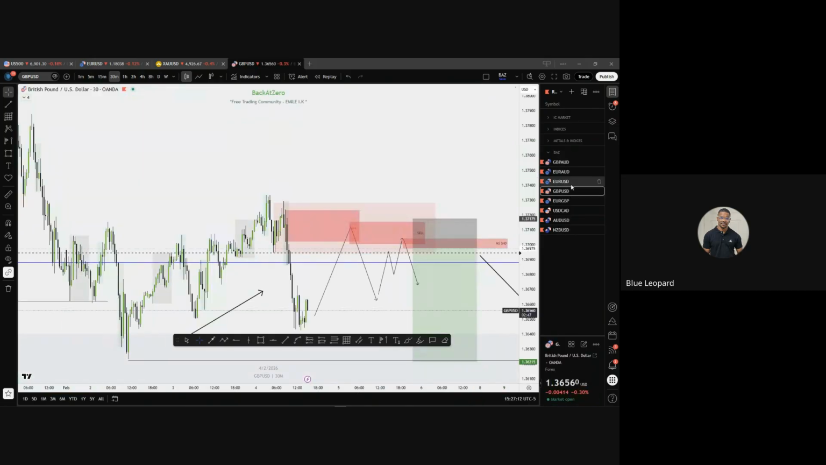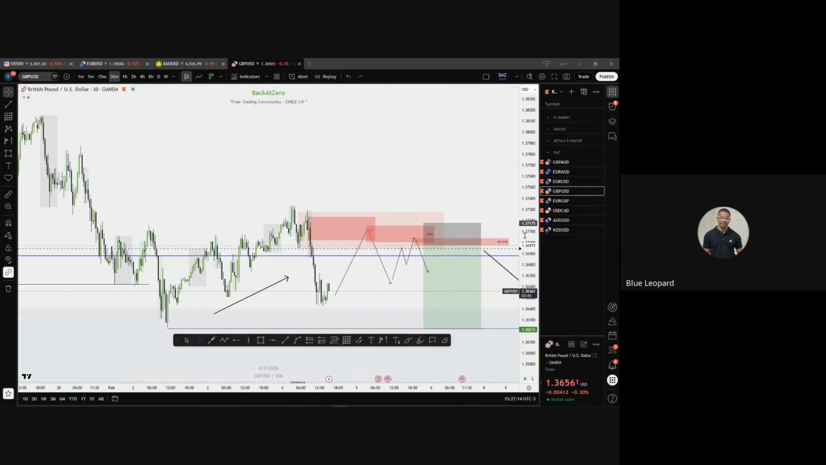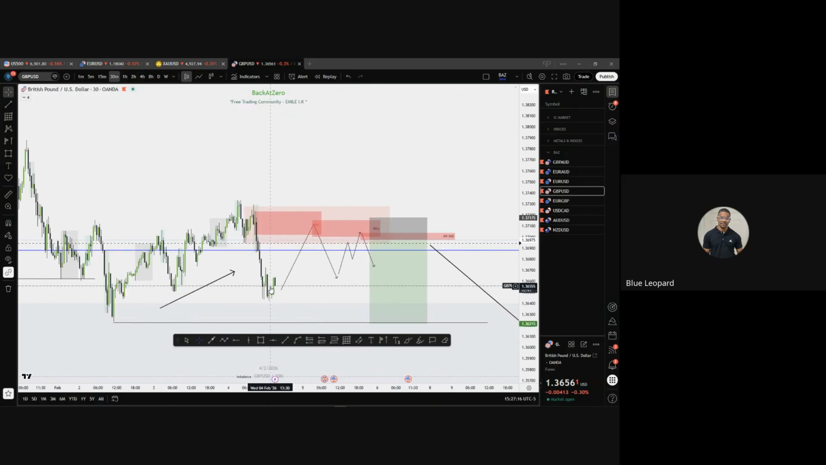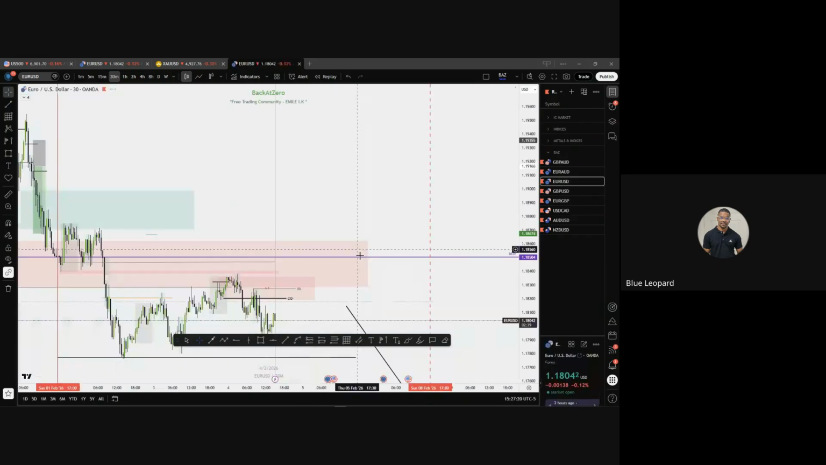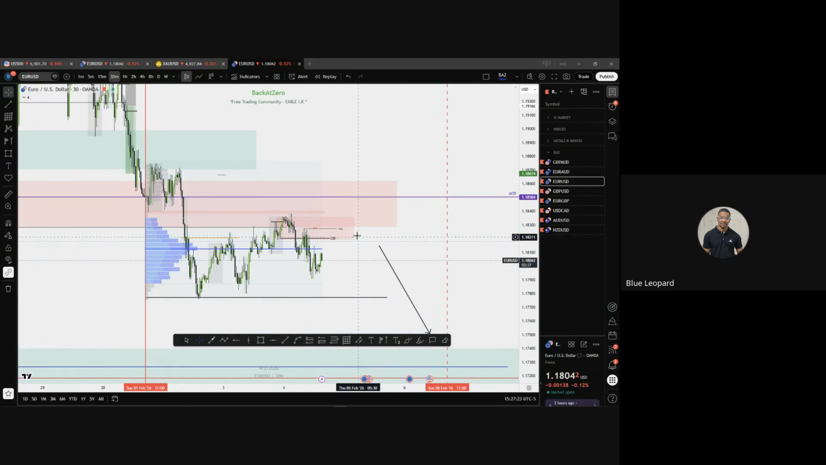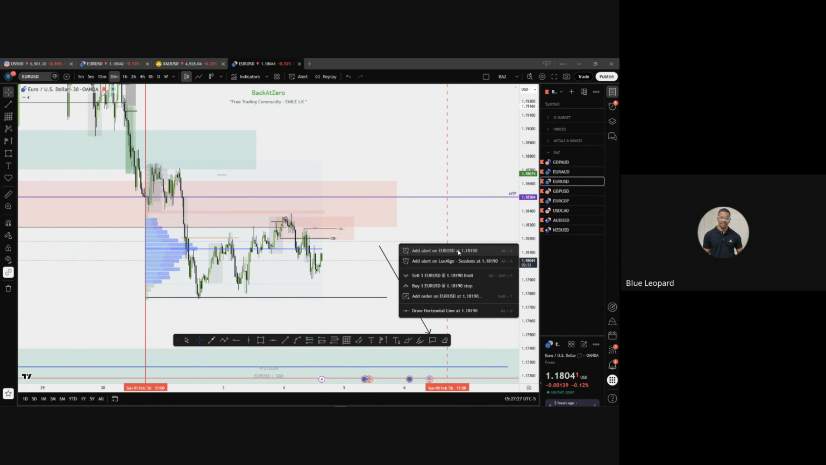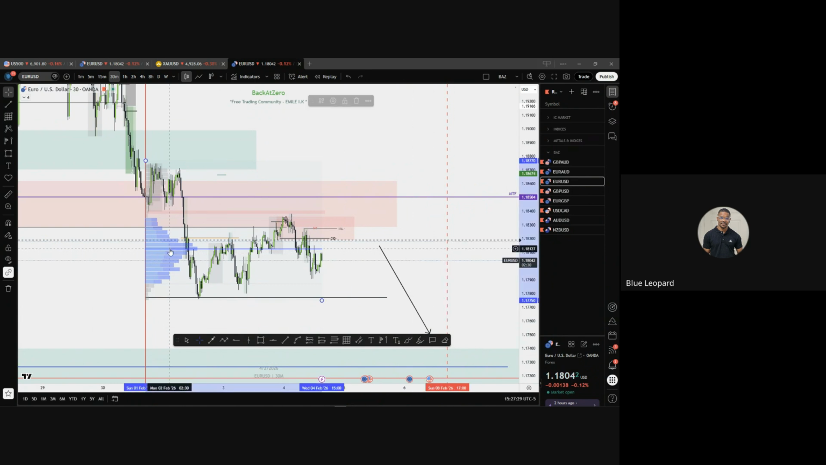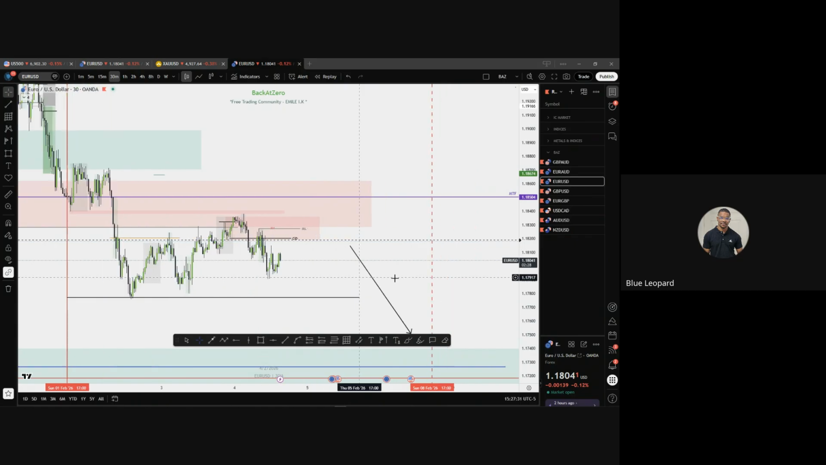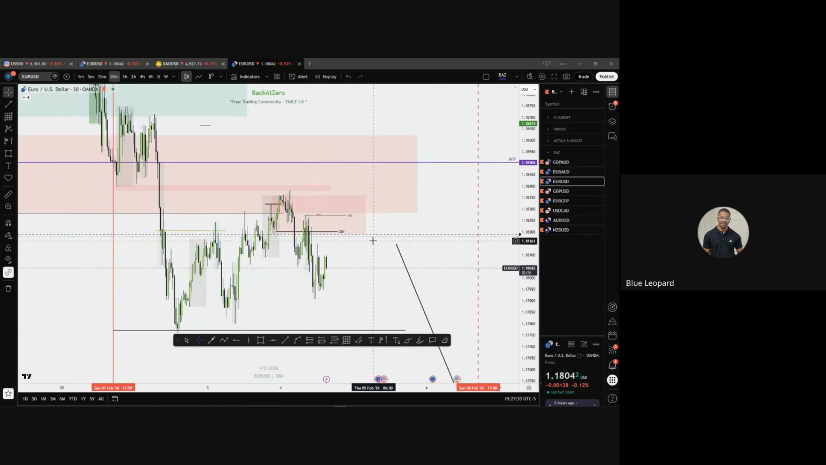Okay, and on GBP USD, it's the same thing that we said. We are waiting for price to come back. Okay, on Euro USD, I'm ready already. I'm waiting for price to return to my zone. I will put my alert here. Okay, let me remove this volume profile, and price will come here.